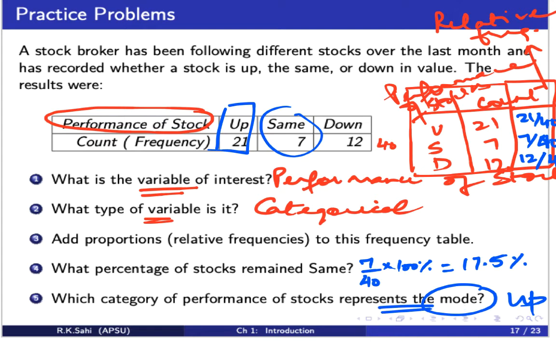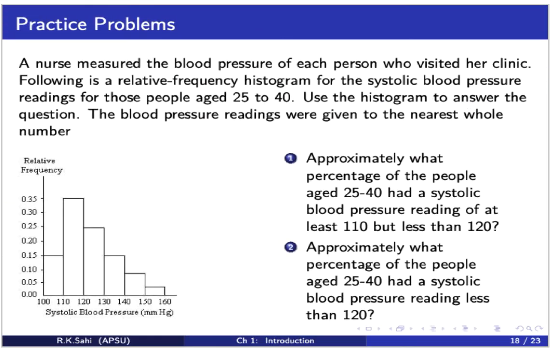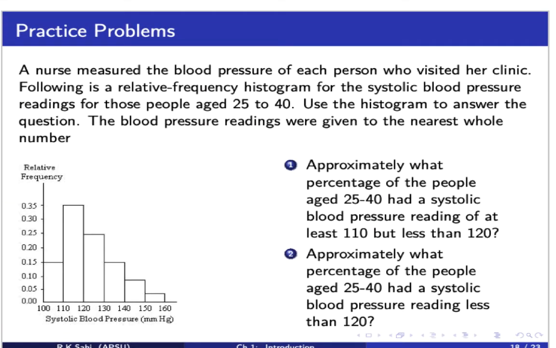Okay, now let's go to the next problem. Here, what we see is a nurse is measuring the blood pressure of every person who visited her clinic. Following is a relative frequency histogram for the systolic blood pressure readings for those people aged 25 to 40. We will use this histogram to answer the following questions. These blood pressure readings were given to the nearest whole number.